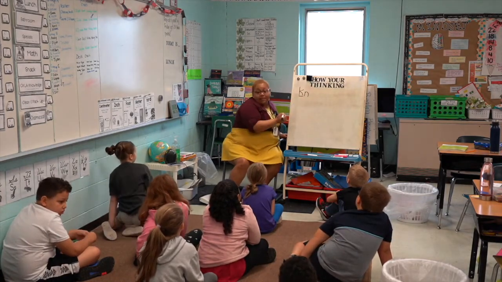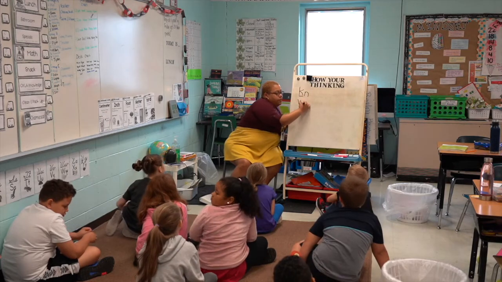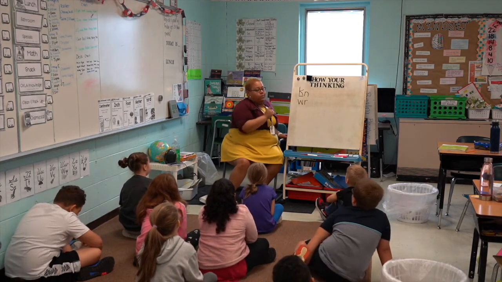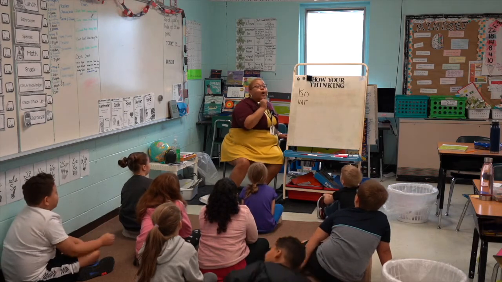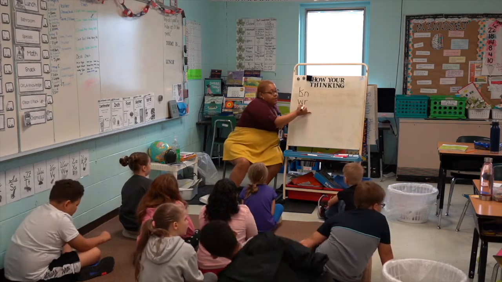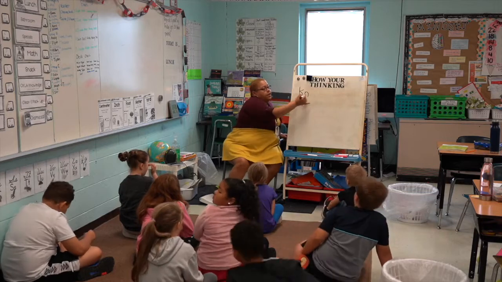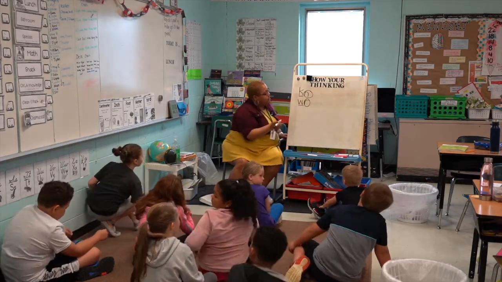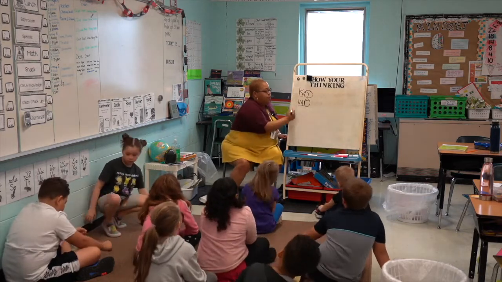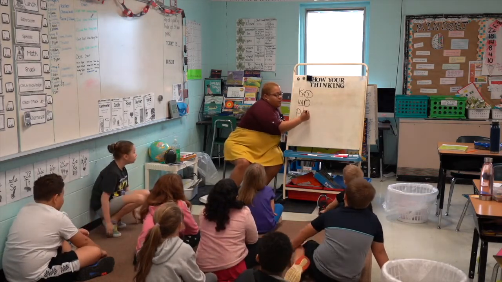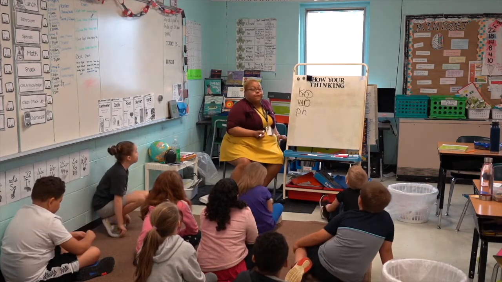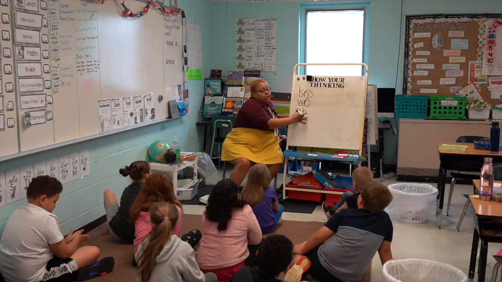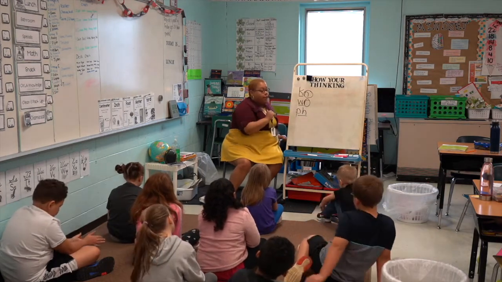This K is silent, right? The W is silent. You only hear this R, right? This is the sound you hear. This is the sound you hear. Shh. Shh. Right, this is a digraph. It's two letters coming together for one sound.